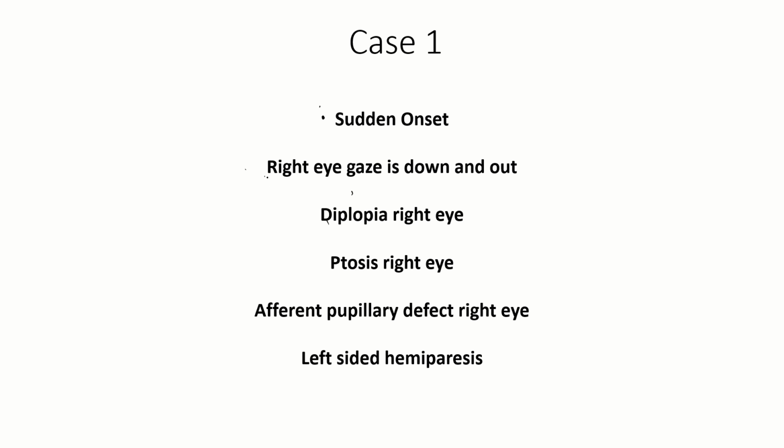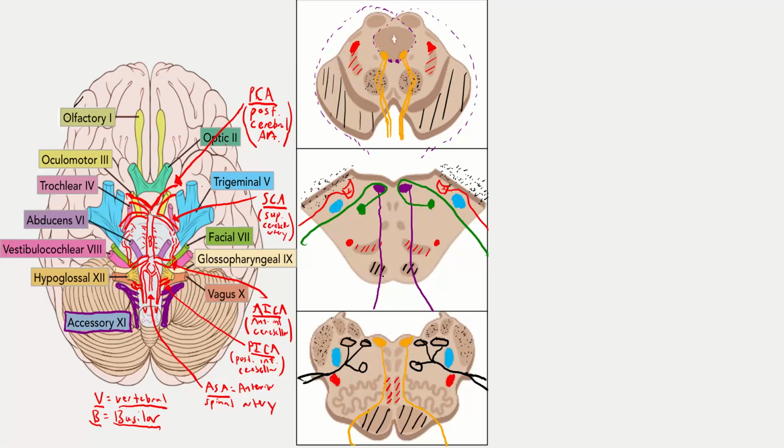The right eye gaze is down and out. There is diplopia of the right eye, ptosis of the right eye. There is an afferent pupillary defect in the right eye, so you shine a light in there, it doesn't constrict, and there's left-sided hemiparesis. Question is, where is the lesion? All right, and the answer, and what is this syndrome called? So the lesion, this is in the midbrain.